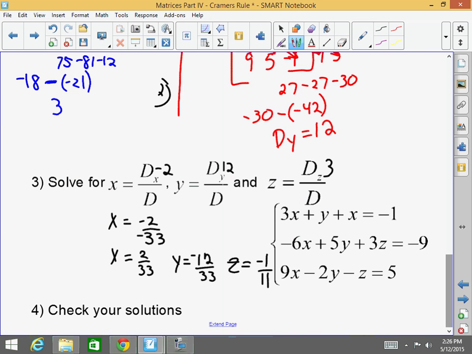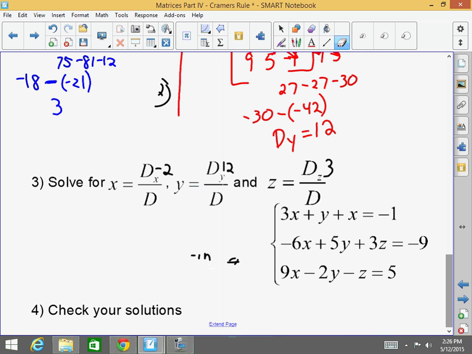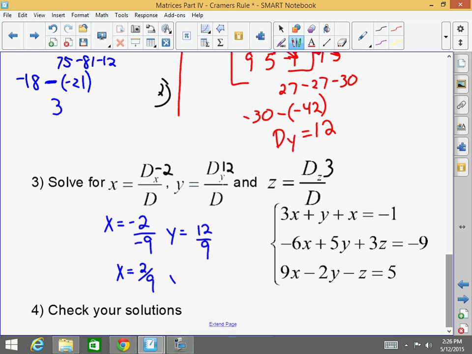Okay, so everything here stays the same except it should be over negative 9, Mr. Moro. So this would be negative 2 over negative 9, we said. So x is 2/9. And y would be 12/9, which is, take away a 3, 4/3. Negative, thank you. And z would be negative 1/3. Okay. Now that makes more sense.